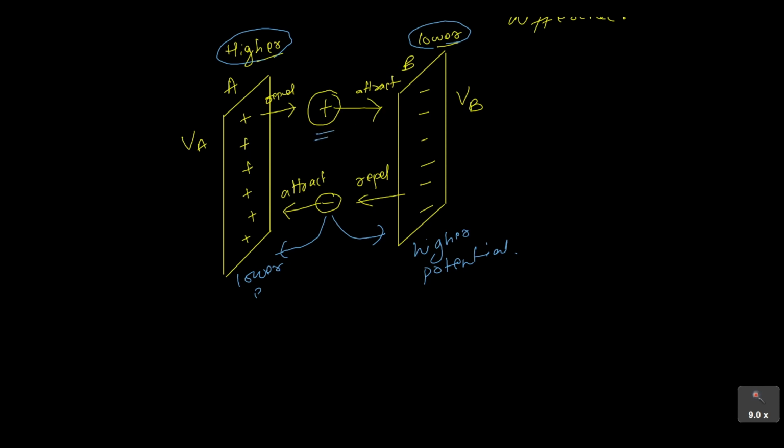We are talking about the positive charge, so for the positive charge, the negative plate will be lower potential and the positive plate will be higher potential. But if we are talking about the negative charge, then the positive plate will be of lower potential, and the negative plate will be higher potential, because of the repulsion and the attraction. So this is for the potential difference. This VA and VB are not at the same potential, especially for two different kinds of charge.